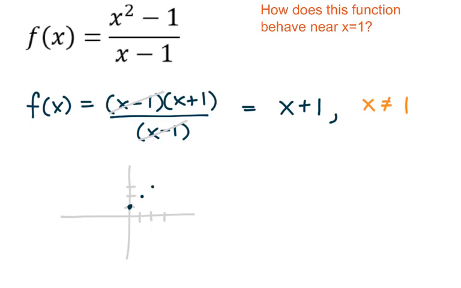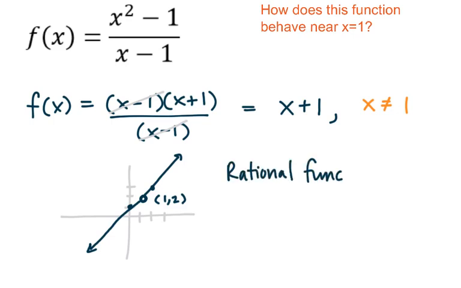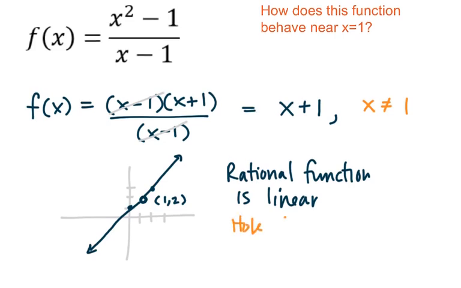So I'm drawing this line here, and what you'll see is if I were to connect this line, we'd get something that looks roughly like this, and at x equals 1, we would have a hole, right? That hole exists at 1, 2. So this is the graph of a line. This rational function is linear, and there is a hole at the ordered pair positive 1, 2.